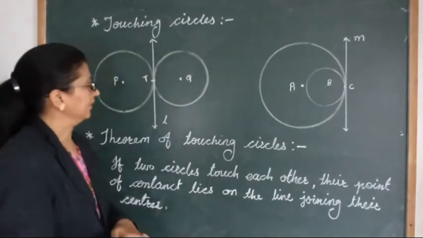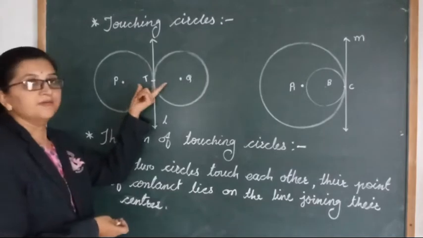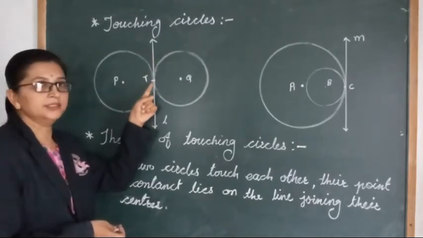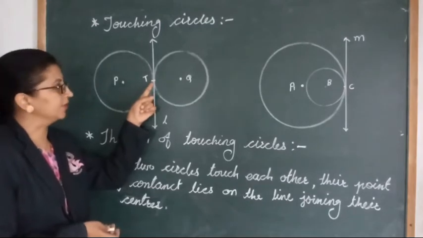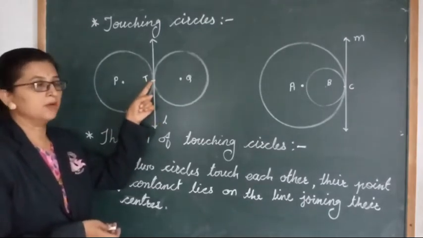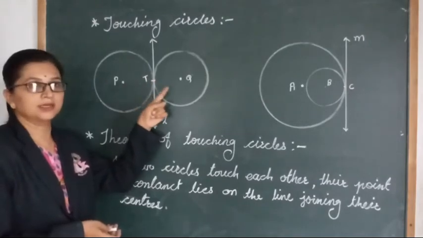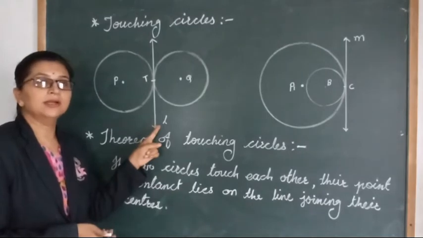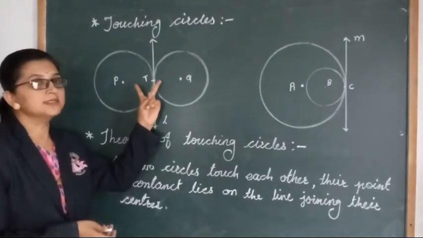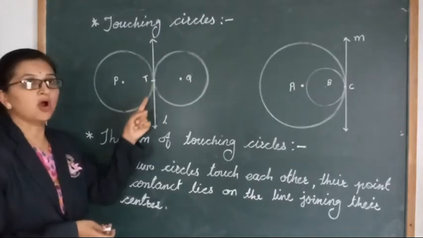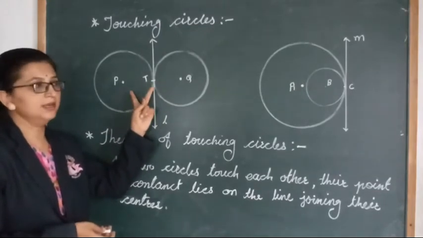Now if we draw a line passing through the common point, that is T, here line L is passing through point T. Point T is common to both circles. So this line L is called a tangent to these circles, and this line L is the common tangent for both circles.